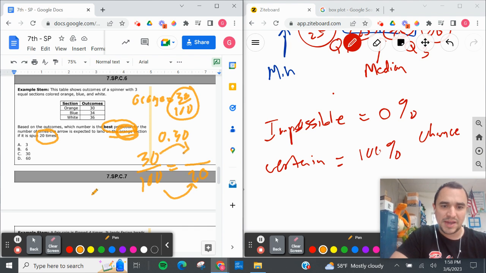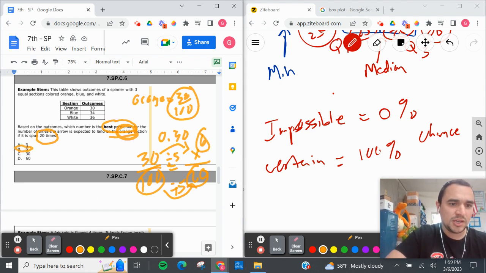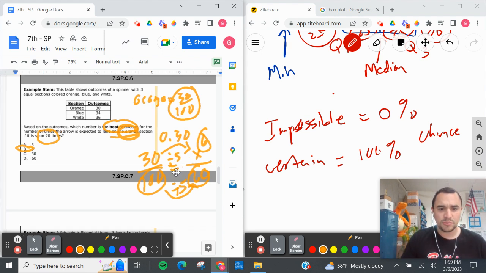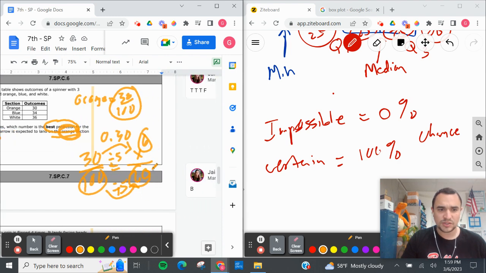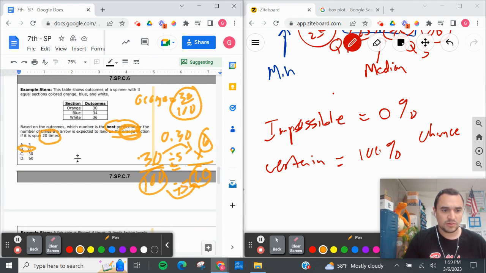So then you just kind of have to work backwards. This would be divided by 5. 100 spins down to 20 is divided by 5. 30 divided by 5 would be 6. So B would be your answer. And all you have to do is write a simple proportion, and then you'll be able to figure that out. So B is your correct answer.